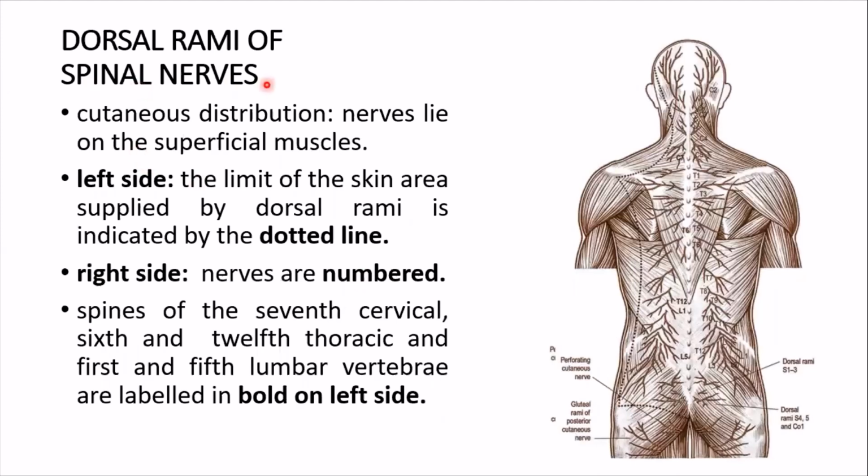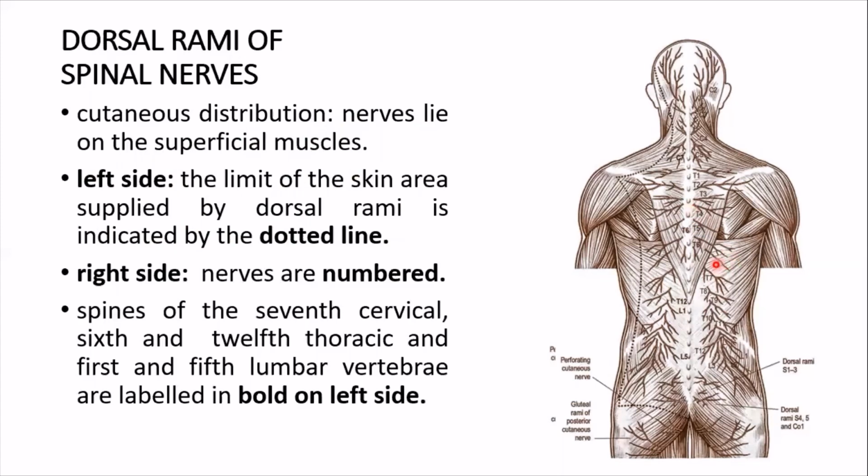So the dorsal rami of the spinal nerves, the cutaneous distribution nerves, lie on the superficial muscles. On the left side, the limit of the skin or area supplied by the dorsal rami is indicated by the dotted line. This is the dotted line you see over here. This is the limit of the skin supplied by the dorsal rami of the spinal nerves on the back. And this is on the left side. And what is here on the right side? Nerves are numbered. This is the numbering I showed you already.